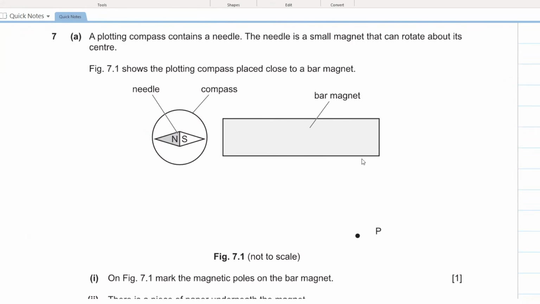What will be the magnetic poles of the bar magnet? Yes, this south is pointing towards the north. If this is north, this will be south. Simple as that. Nothing complicated. Okay, let's move ahead.